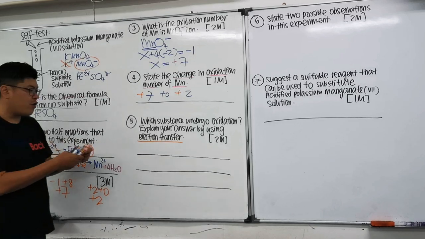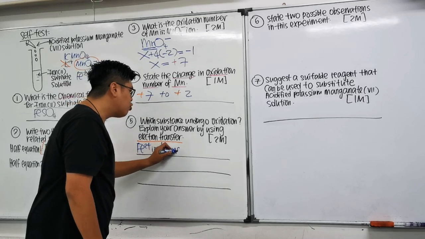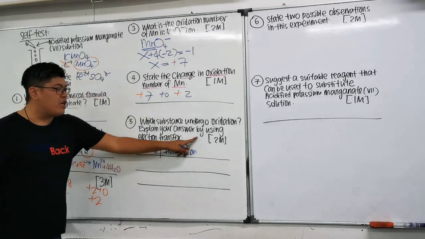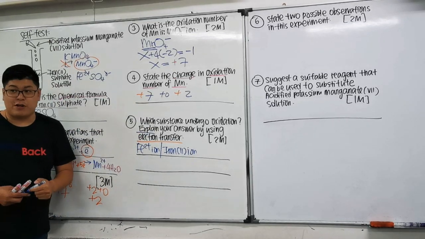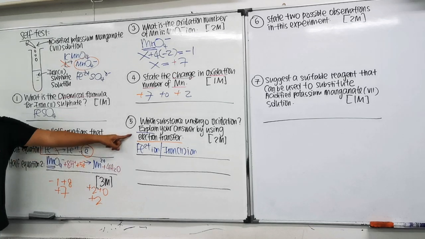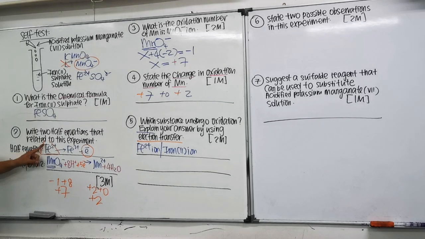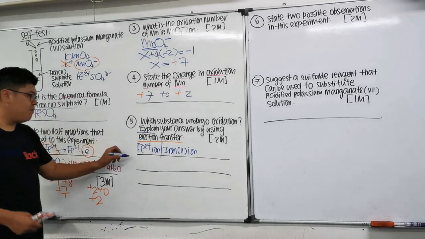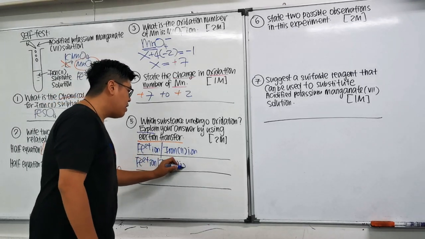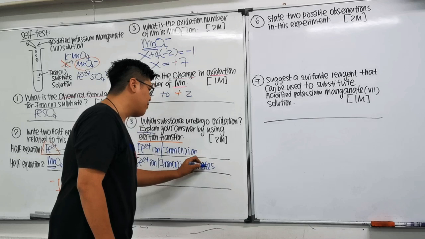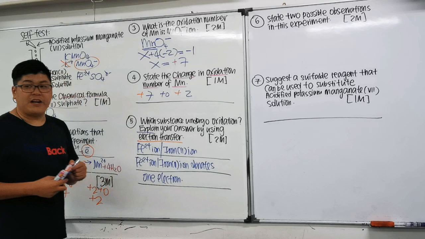So which substance undergoes oxidation? You can write Fe2+ ion, or you can write the name, iron(II) ion. 1 mark, but you are given 2 marks. Why? Another one, explain your answer by using electron transfer. So how do you explain? Electron transfer normally has two answers, donate or receive. So as you can see, Fe2+ donates one electron. So you write this down: Fe2+ ion, or you write iron(II) ion, donates one electron. That's it. Okay? So when you donate one electron, you undergo oxidation.